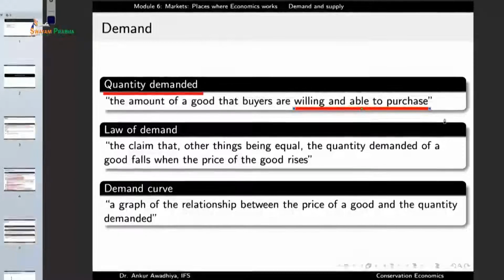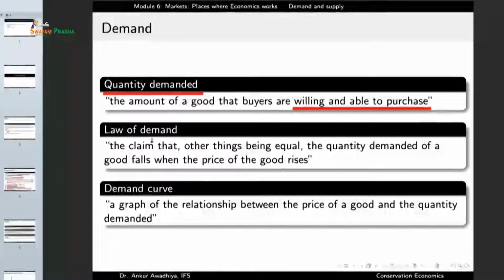Now, they should be both willing and able. It's not willing or able. Because if there are certain buyers who want to buy a product but they do not have money, in that case their willingness does not count in the quantity that is demanded in the market. Similarly, there could be buyers who are able to purchase a good, but they are not willing to purchase the good, say at this price. So, in that case, we will not include them in the quantity that is demanded of the good.